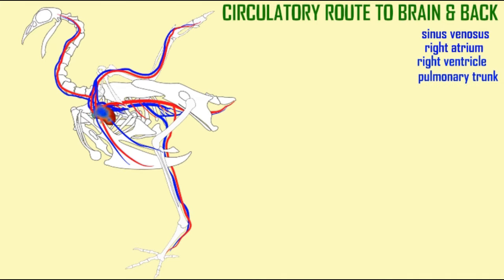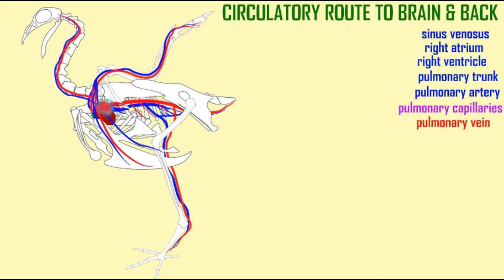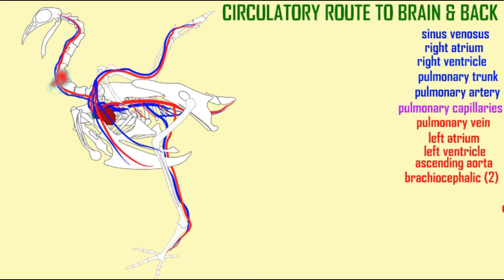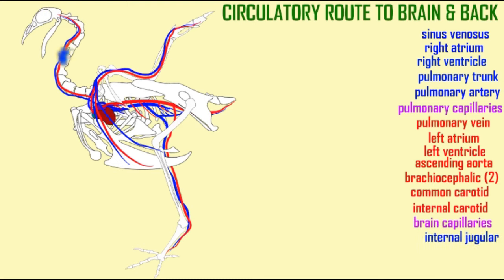From the ascending aorta, there are brachiocephalic trunks, two of them on the right and on the left, unlike mammals, that then branch into the common carotid and the internal carotid, which will bring oxygen to the brain. There is an internal jugular which fuses with the external jugular to form a jugular vein, which empties into the precava, which empties into the sinus venosus.